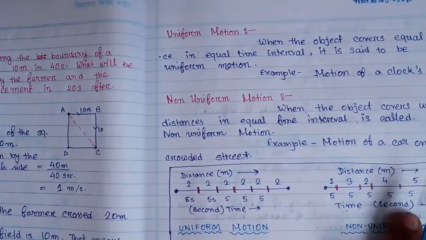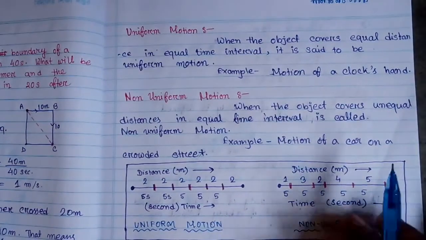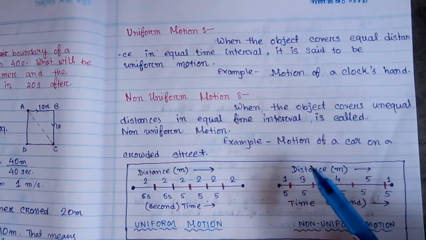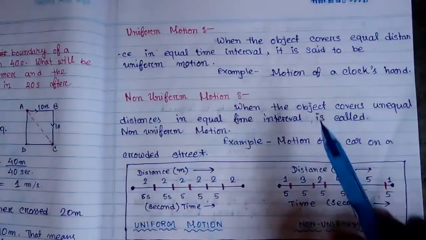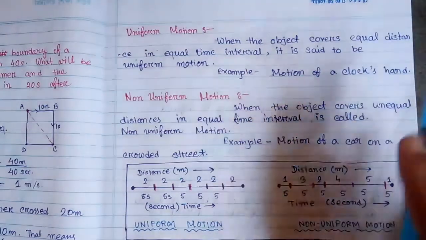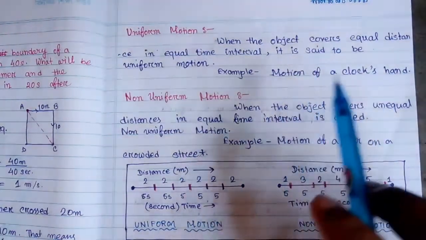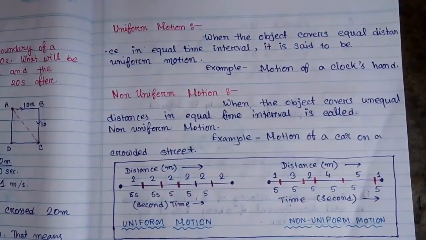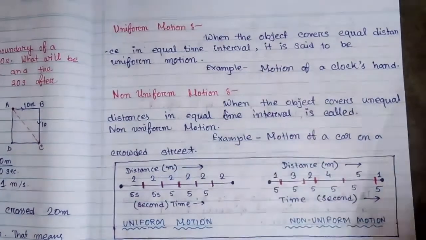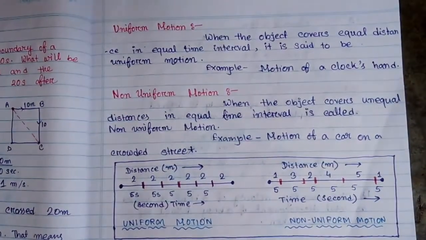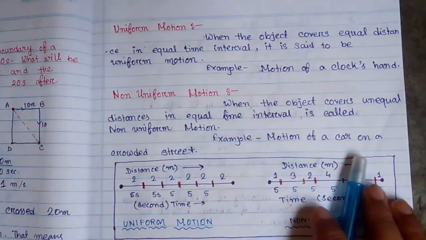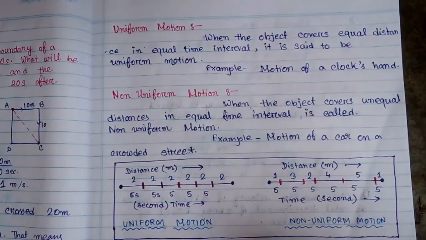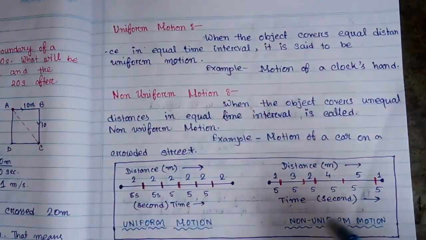The next point is uniform motion. What is uniform motion? When an object covers equal distance in equal time intervals, it is said to be uniform motion. Example, motion of a clock hand. The hands of the clock cover equal distance in equal time. Now we are talking about non-uniform motion. Non-uniform motion means when the object covers unequal distance in equal time intervals. An example is the motion of a car on a crowded street. Sometimes it goes slow, sometimes very fast. That is non-uniform motion.